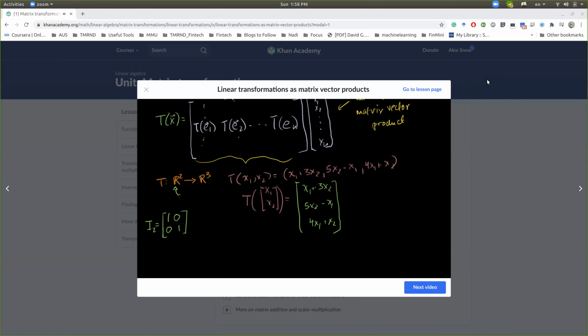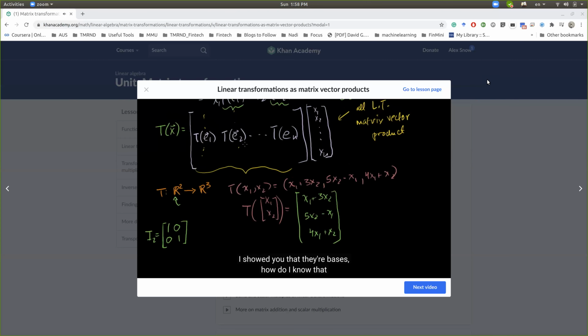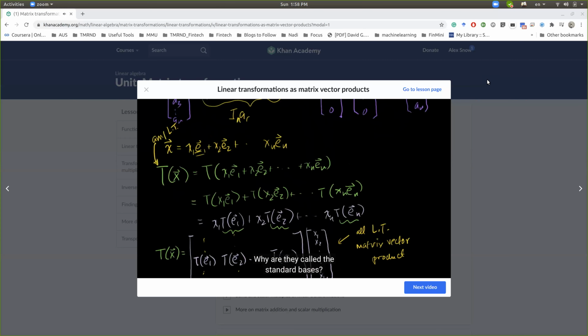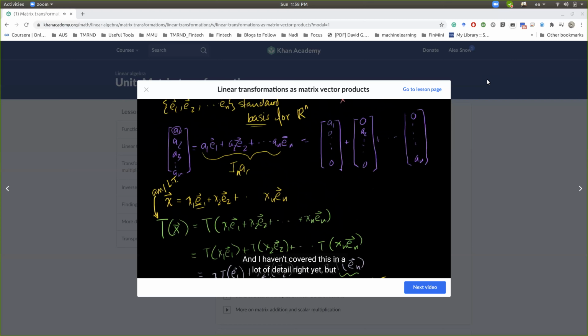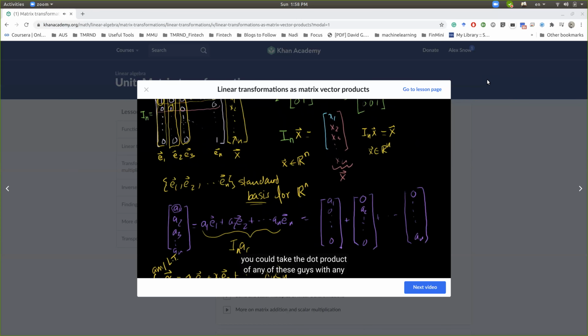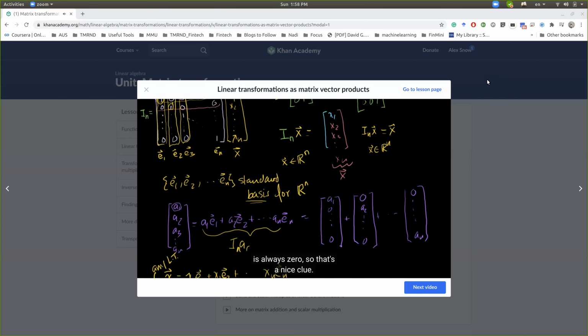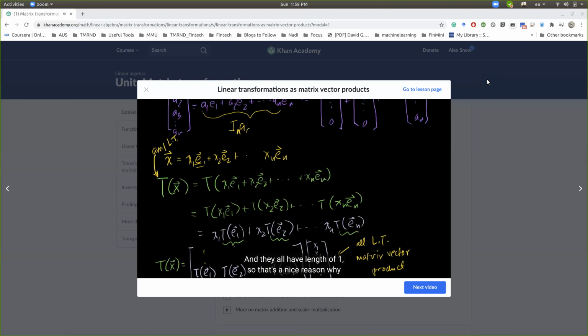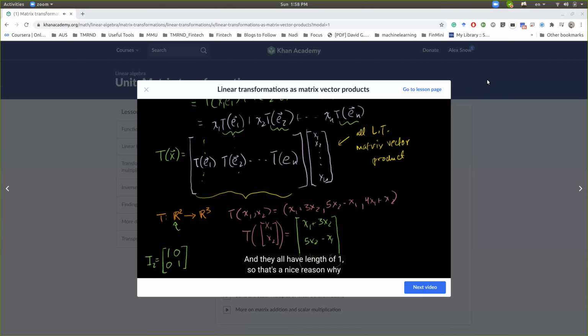You might wonder, I showed you that they're bases, but why are they called the standard basis? I haven't covered this in a lot of detail yet, but you could take the dot product of any of these with any of the others, and you'll see that they're all orthogonal to each other. The dot product of any one of these columns with the other is always 0. So that's a nice clue, and they all have length 1. That's a nice reason why they're called the standard basis.